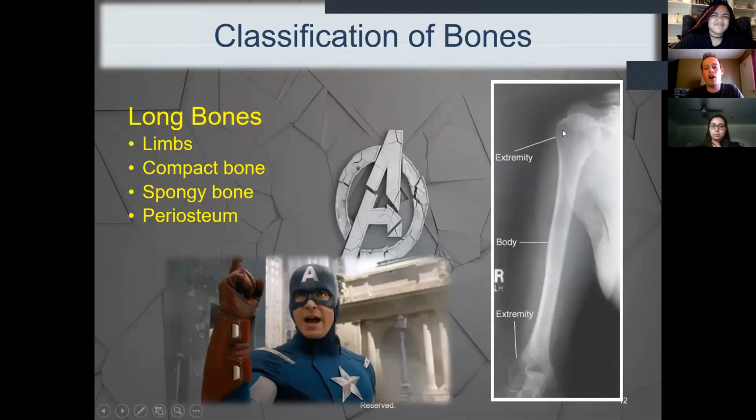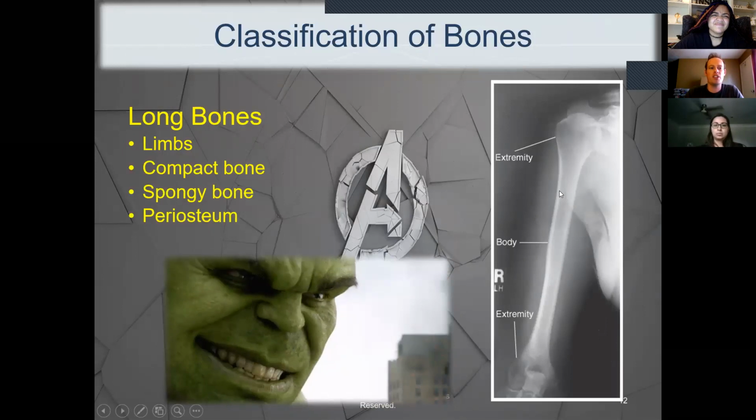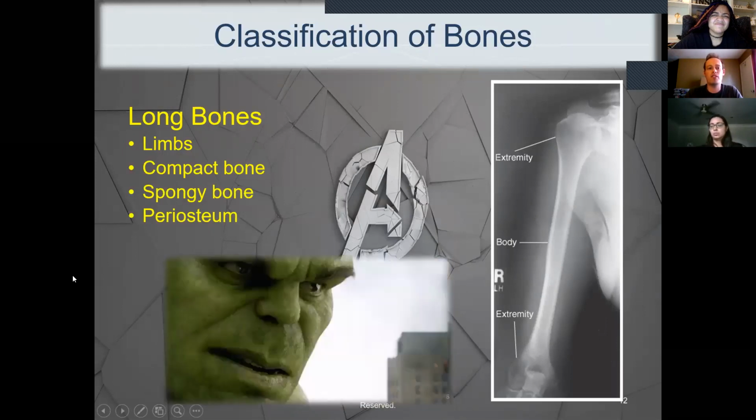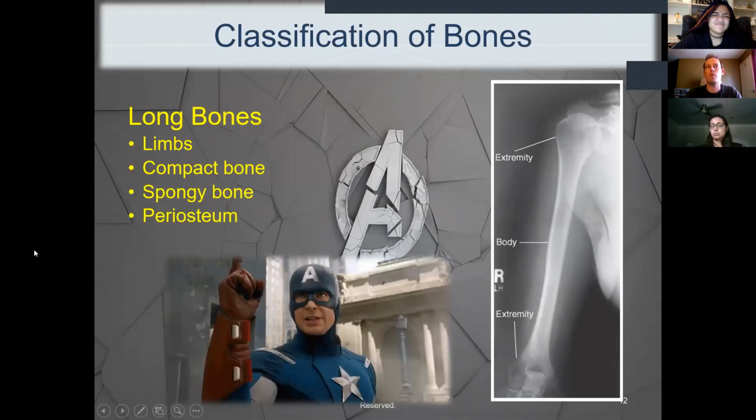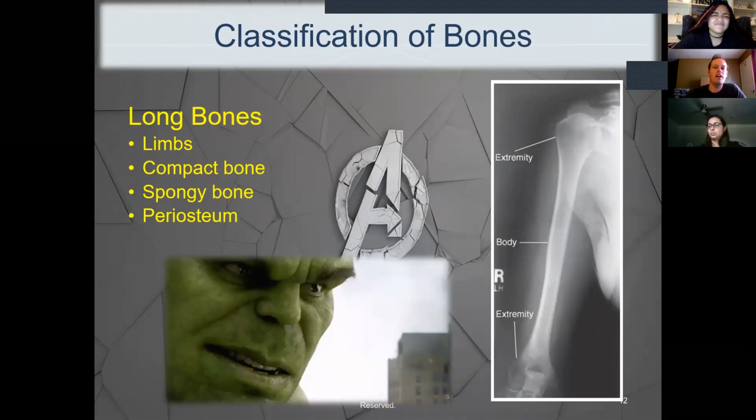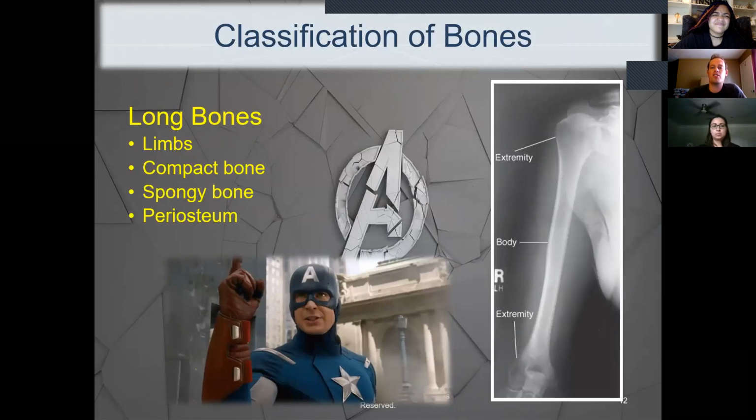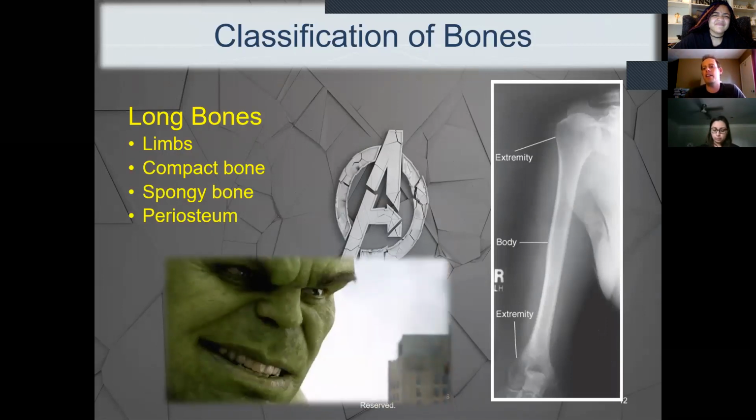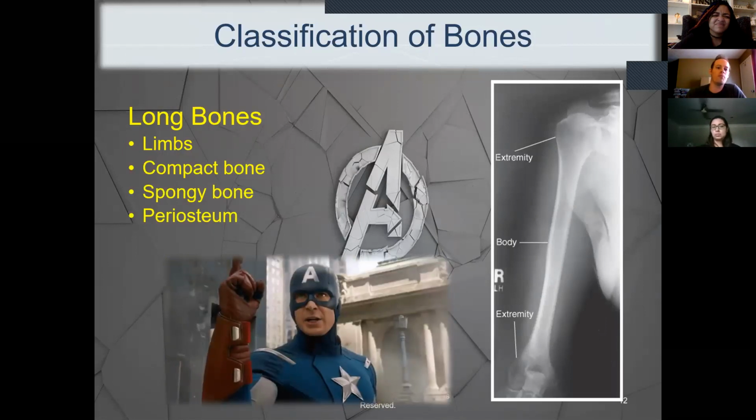All right, so now we're going to move on to our actual bone classifications. We have several classifications we have to go through. The first one we're going to talk about is what we call the long bones. This is literally referring to the limbs, upper and lower extremities, such as the humerus, the radius and ulna, the tibia, fibula, and the femur. Those are all considered long bones in our upper and lower extremities.